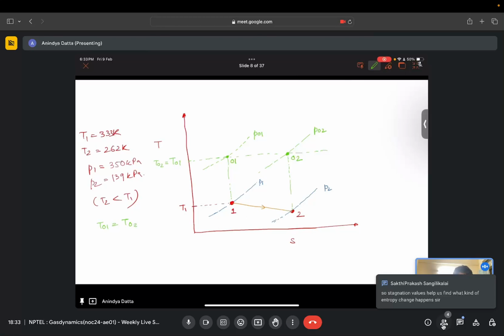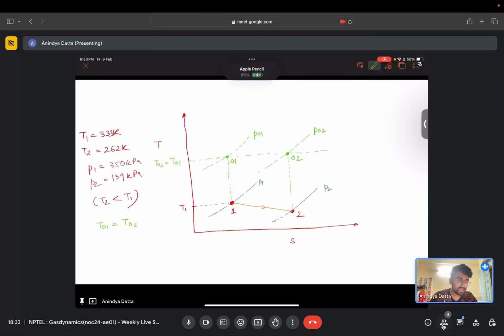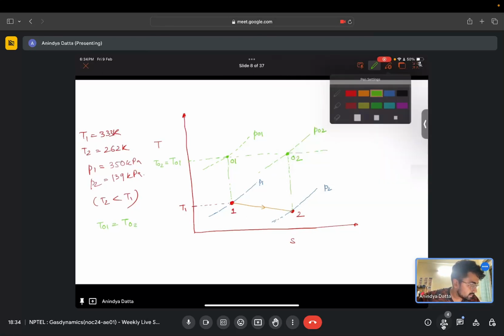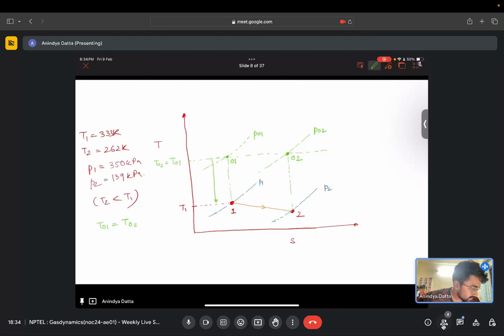Yes, stagnation values help us find what kind of entropy change happens. Also, when we express a state point with just stagnation properties, we don't need to explicitly specify the velocities, because the kinetic energy part is imbibed into it. Now what is this vertical distance? This is basically v1 square by 2 cp.